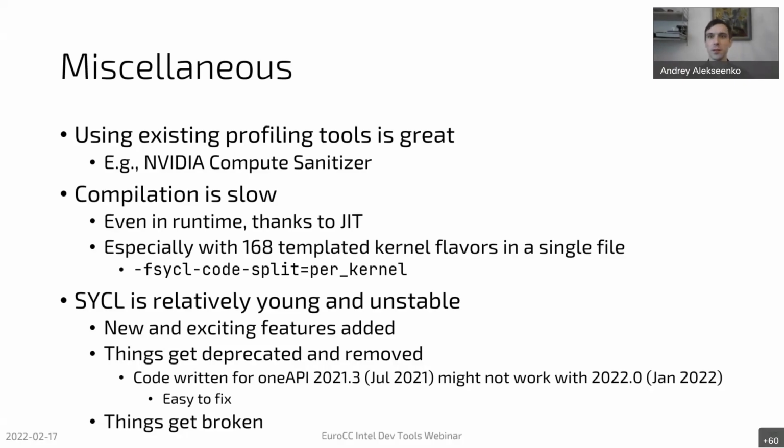But it also means that sometimes things get deprecated, they get removed. Usually, in our case, all the removals were limited to vendor extensions becoming parts of the standard, so it was trivial to fix. But still, it means that if you have code working with, say, oneAPI 2021.3, it will not necessarily work half a year later with a new version of oneAPI because functions were renamed. And sometimes, yes, with any new technology that's getting a lot of features incoming, things occasionally get broken, so keep that in mind. It's not too bad, but it happens occasionally.